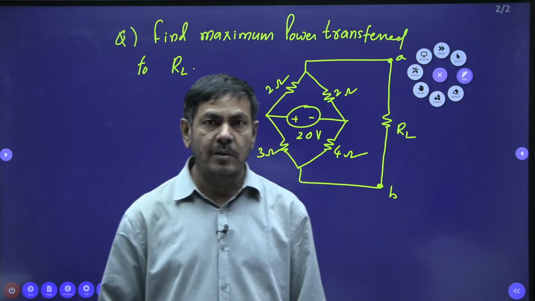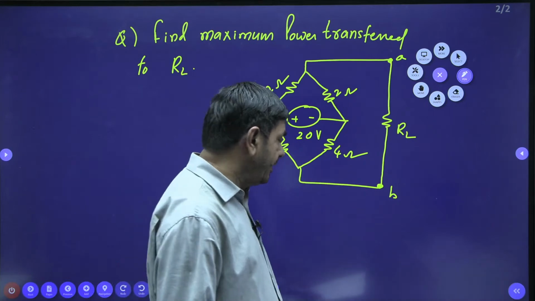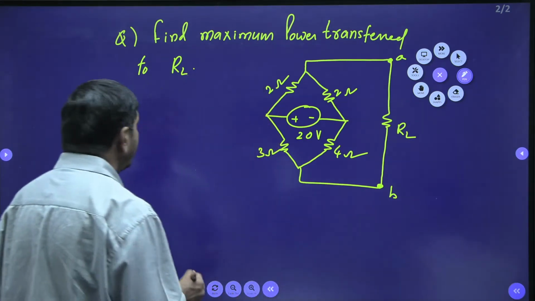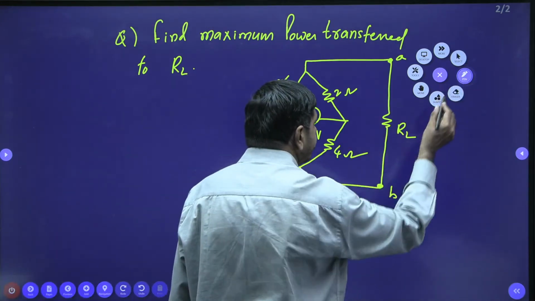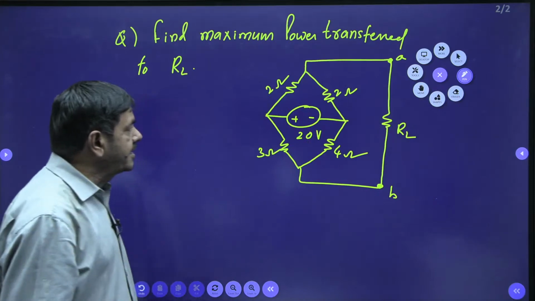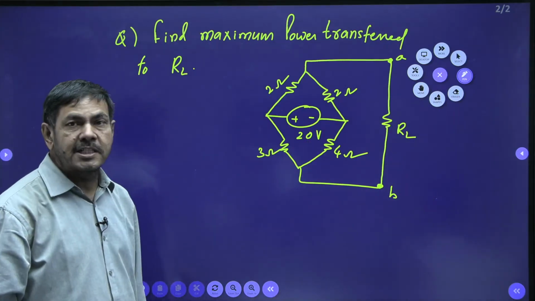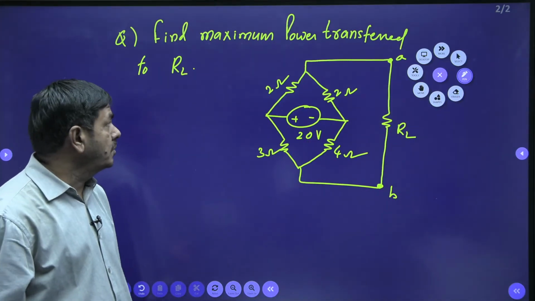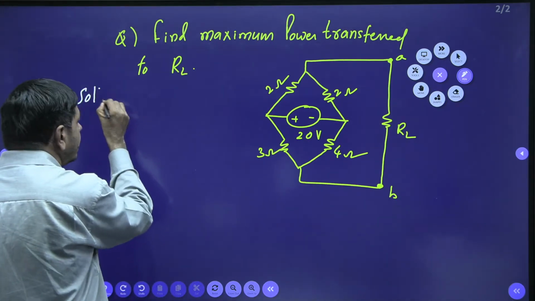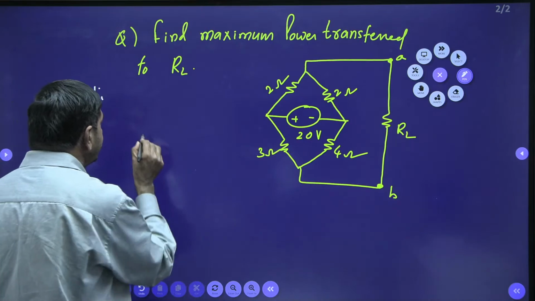Initially we need to calculate what VTH is, then RTH we know. Otherwise we can directly find RTH initially. How to find RTH? What way can you determine RTH? Wherever a voltage source is given, that must be shorted, no doubt. Wherever a voltage source is given, that must be shorted.